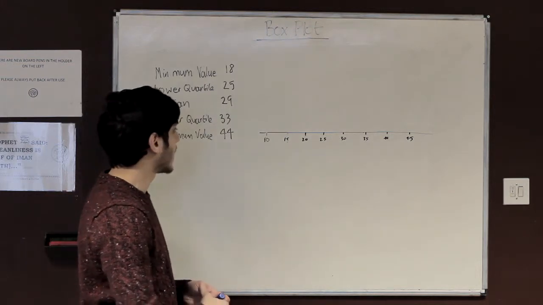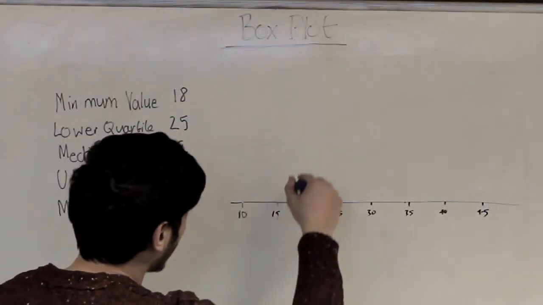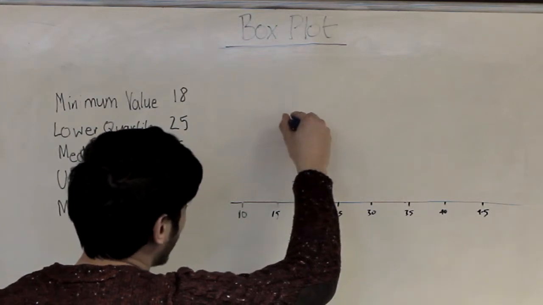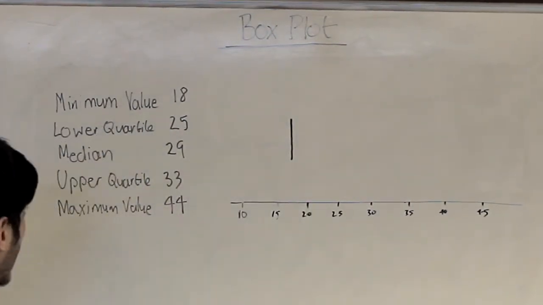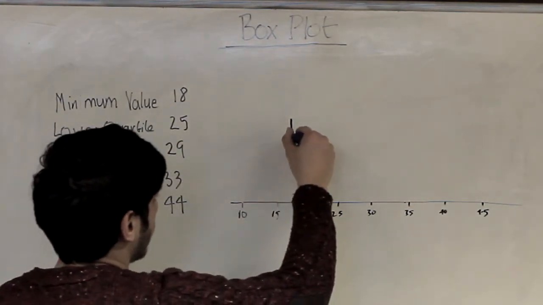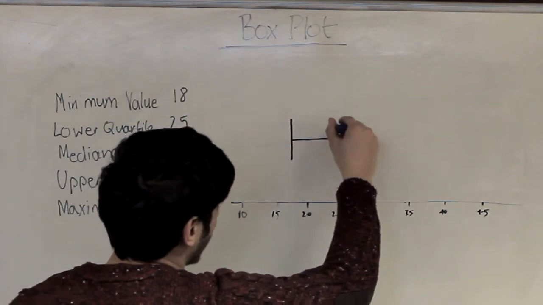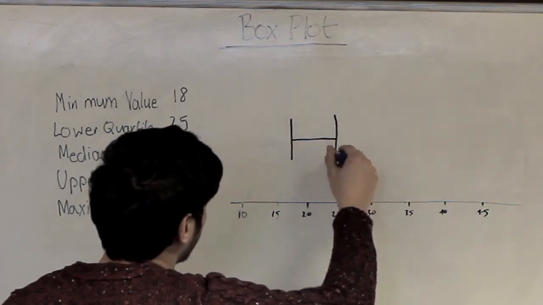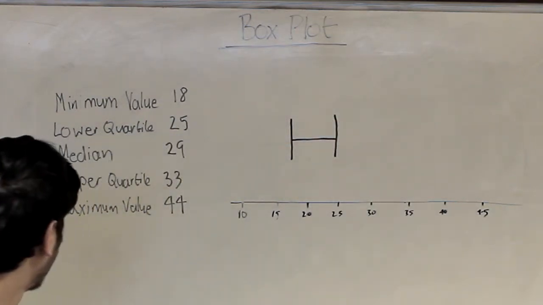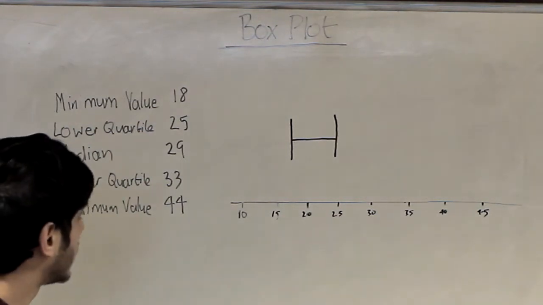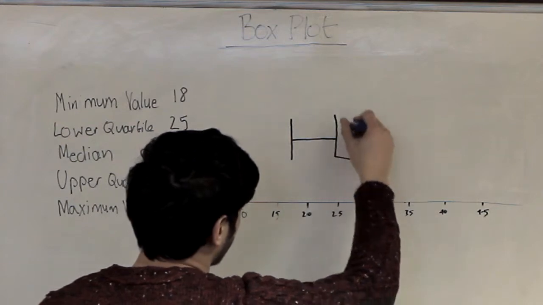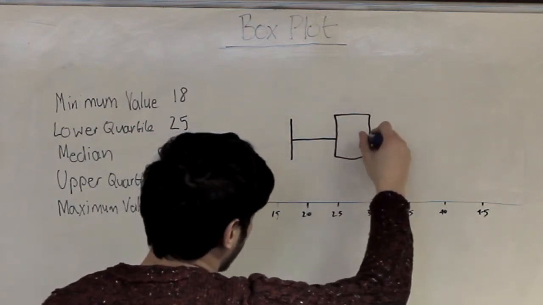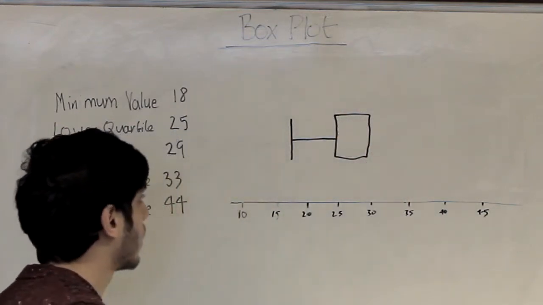Our minimum value is 18, and 18 is just roughly here. So because that's our minimum value, we're just going to draw a straight line. And our lower quartile is 25. So I'm going to connect this line, take it to 25, just draw another line. Our median value is 29, so that's just going to be just before 30 right there. So we could just draw a little box. That's going to be our median right there.